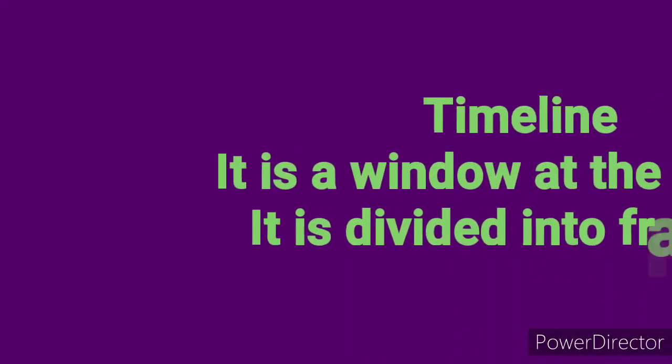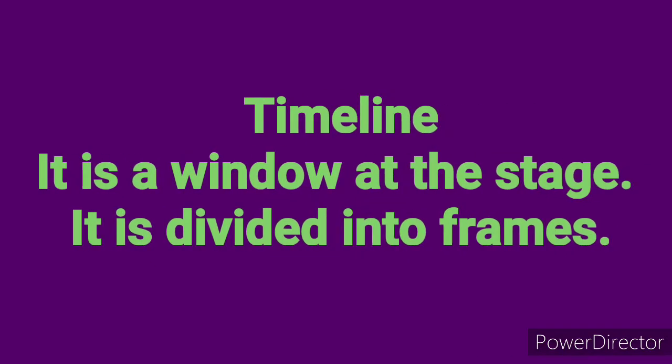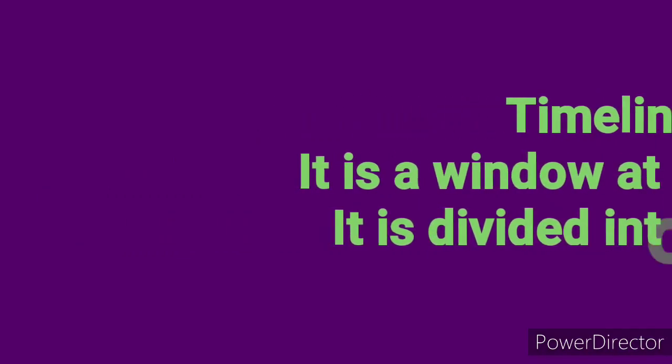Next component is Timeline. Timeline is a window on the stage. It is divided into frames. Now what is frames? Frame is the rectangular area through which you can control the sequencing and timing of the images or graphics.